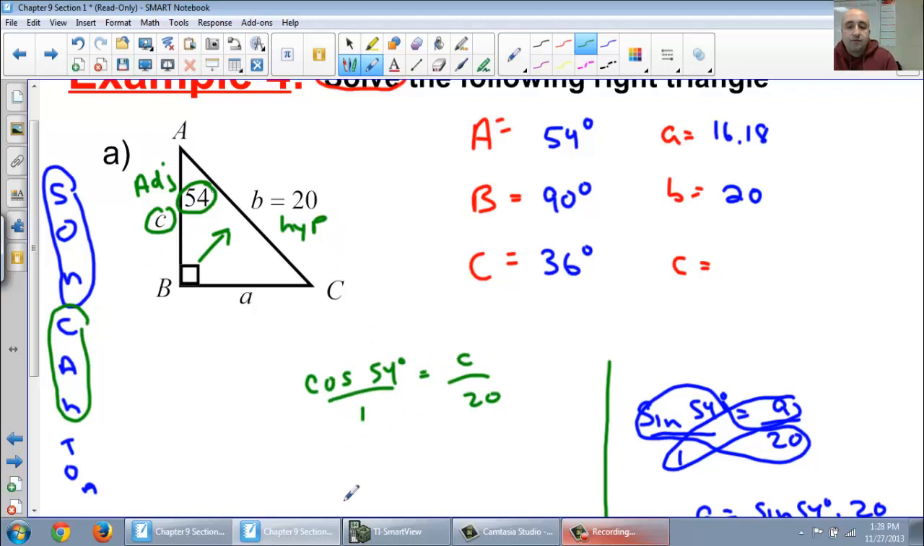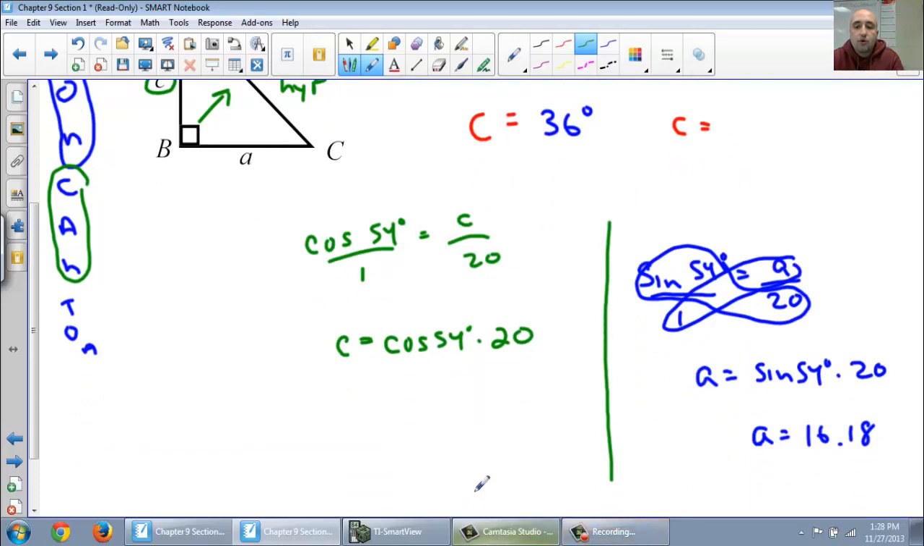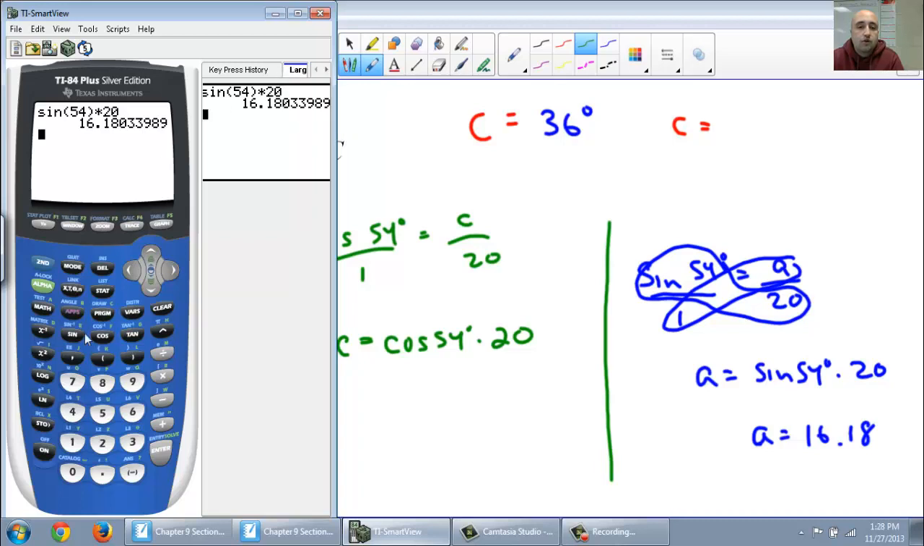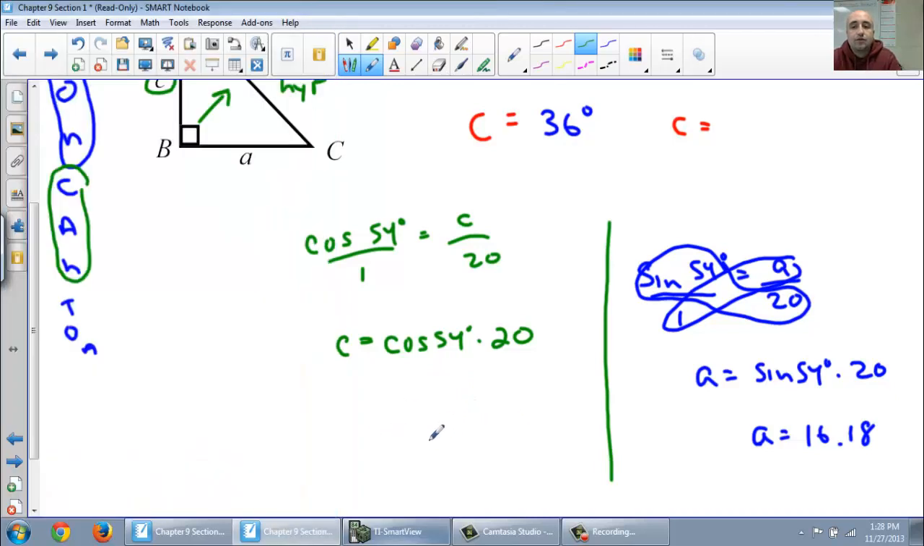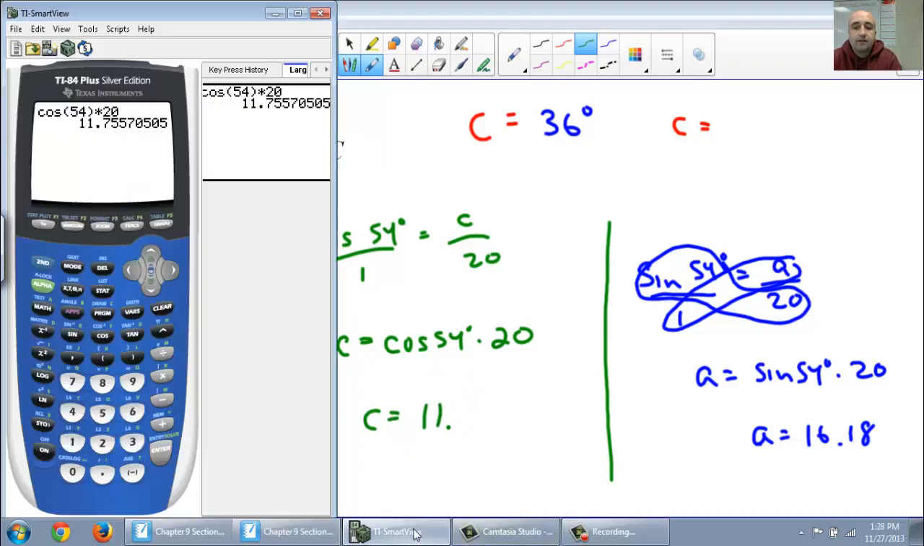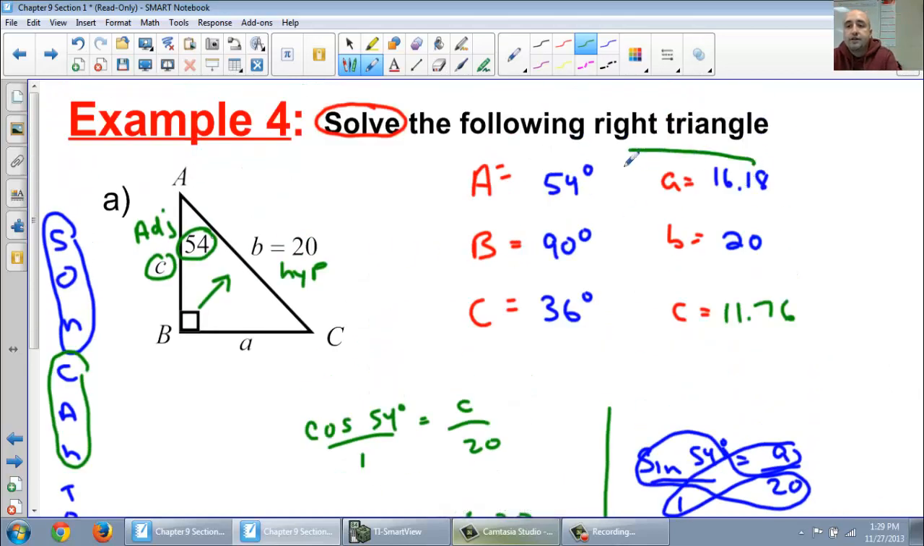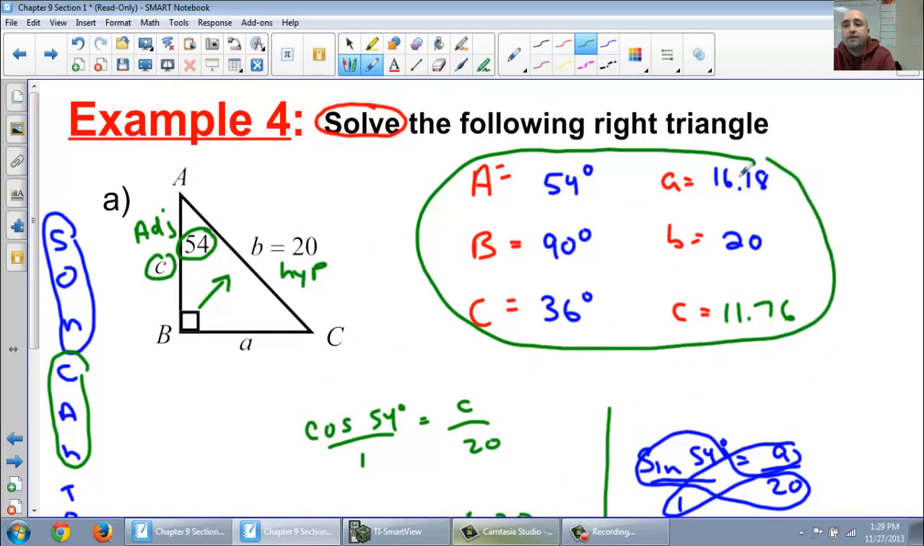So cross multiply. C times 1 is c. Cosine of 54 times 20. And then you just type that in on your calculator. Cosine of 54 times 20 is equal to 11.755. So c is equal to 11.76. And then you go up here and fill it in, 11.76. Now we have all of our answers. There's your 6 points for getting the problem correct.